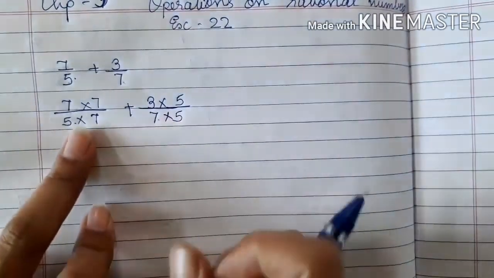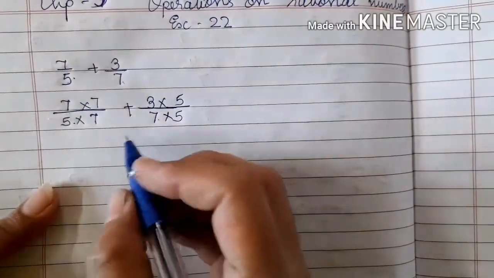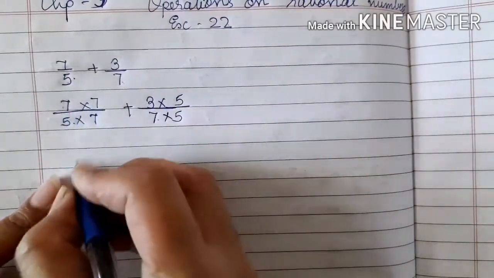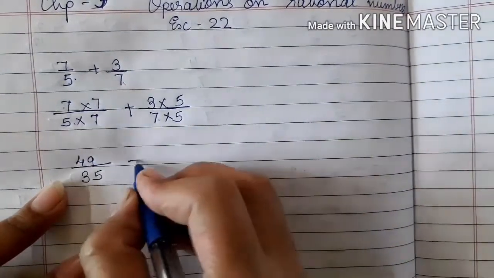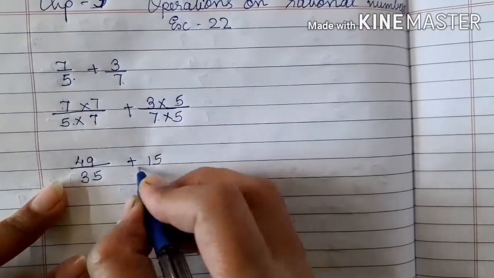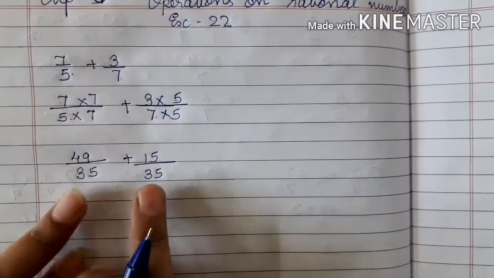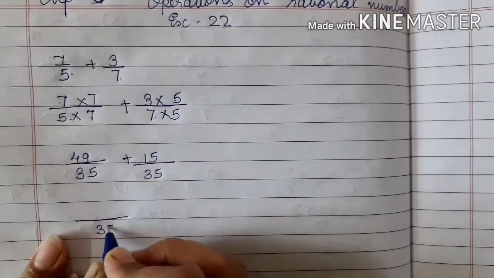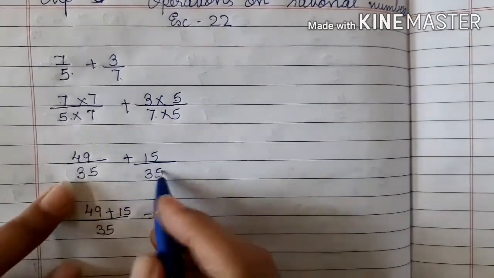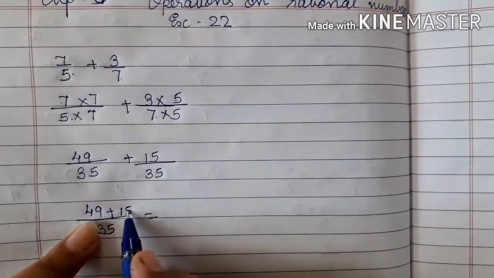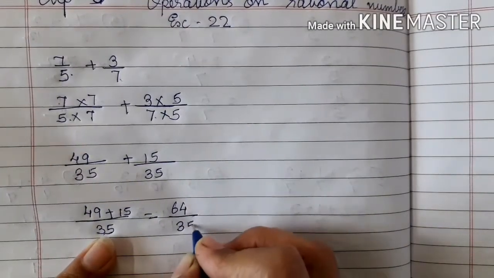I have made this video, children, you all can follow it. For 6th standard I have made a video, so you can follow it if you have not understood. 7 sevens are 49, 5 sevens are 35, plus 5 threes are 15, 7 fives are 35. When we get the denominators equal, then and only then can we add. So we take the denominator only once, take the two numerators and add them. The answer is going to be 64 upon 35.